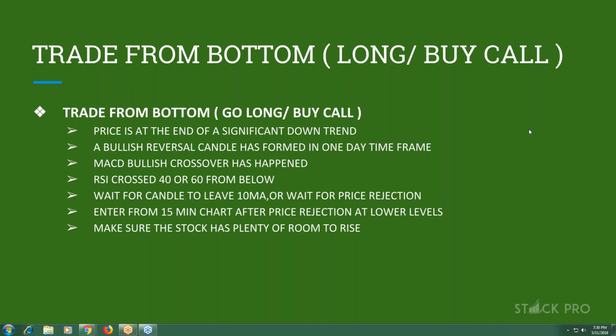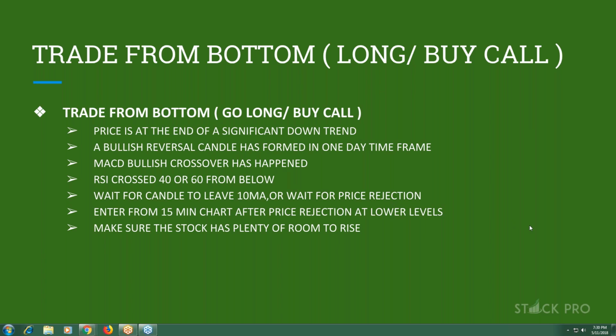The next important trade is the trade from the bottom. That means the stock has fallen down quite a lot and is about to take a bounce from there, right? So what does it really mean?